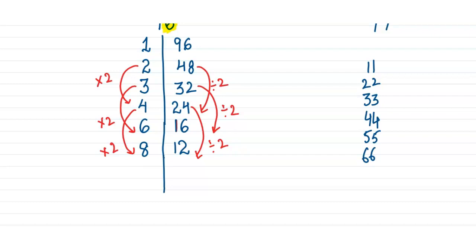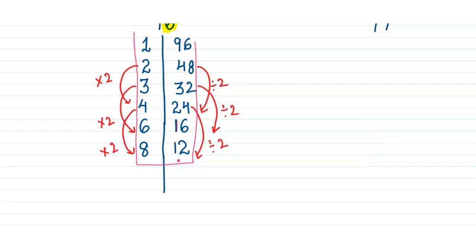So next number is 12. But look at the numbers. We have already got the number 12 over here. So that means we have found all our factors. And the factors of the number 96 are 1, 2, 3, 4, 6, 8, 12, 16, 24, 32, 48 and 96.